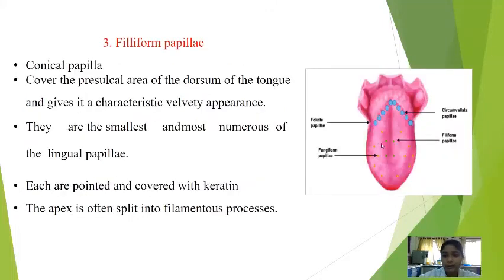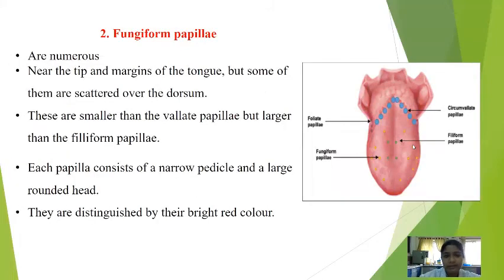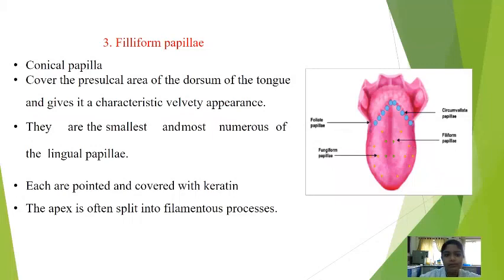Coming to filiform papillae, this is called the filiform papilla. It is a conical papilla. It covers the presulcal area of the dorsum of the tongue and gives its characteristic velvety appearance. They are the smallest and most numerous of the lingual papillae. Each is pointed and covered with keratin. The apex is often split into filamentous processes. So the three papillae of the tongue are circumvallate papillae, fungiform papillae, and filiform papillae.